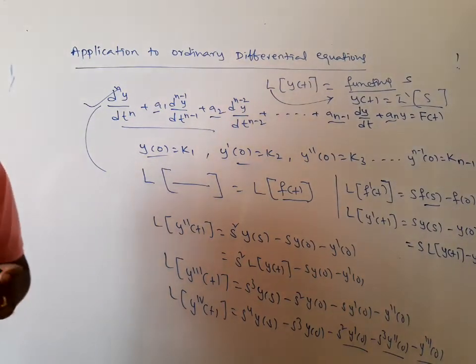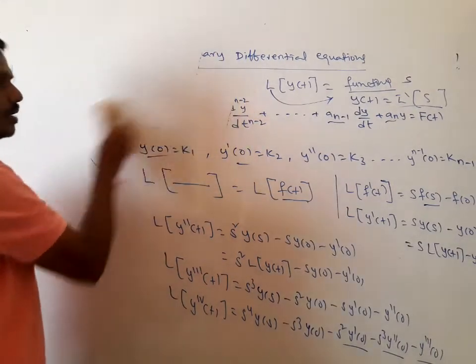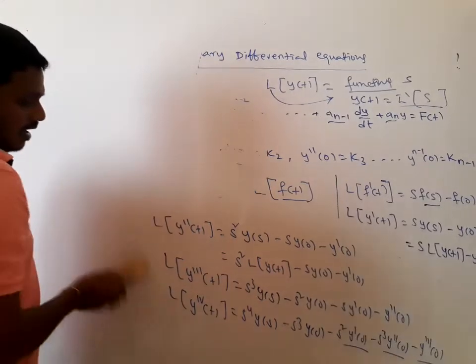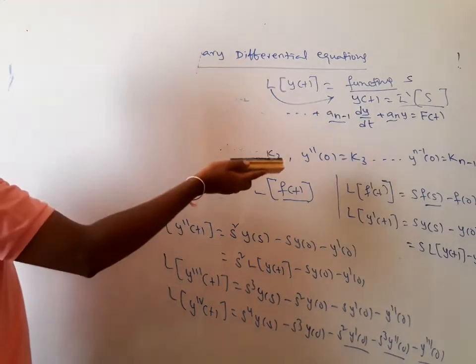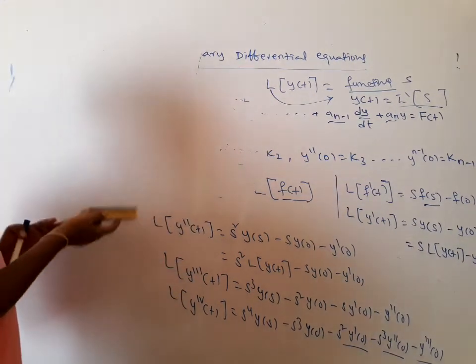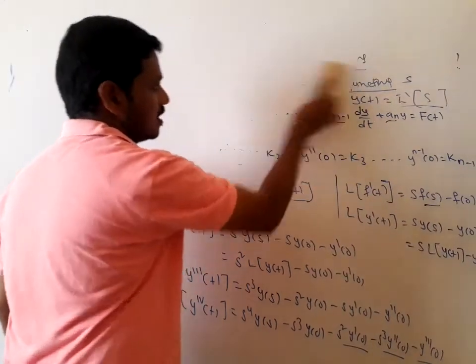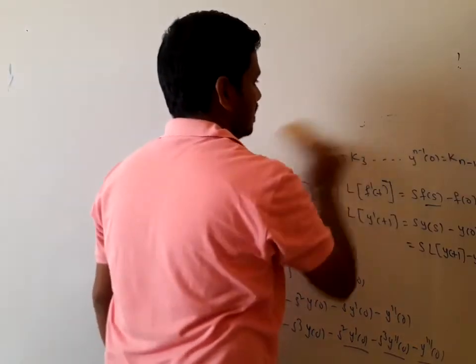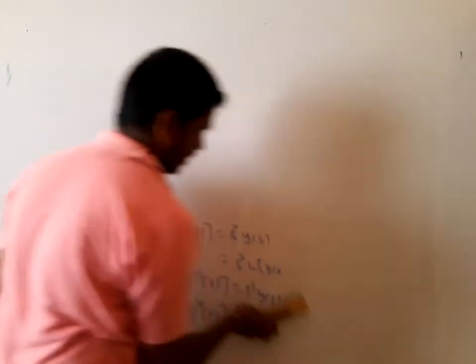This is the method. First we write the given differential equation and take the Laplace transform on both sides, and we replace the Laplace transform of y double dash of t, y triple dash of t, y dash of t by using these results. Then using the initial conditions, we can get the Laplace transform of y of t is equal to a function of s, or y of t is equal to L inverse of a function of s. This is a function of t.